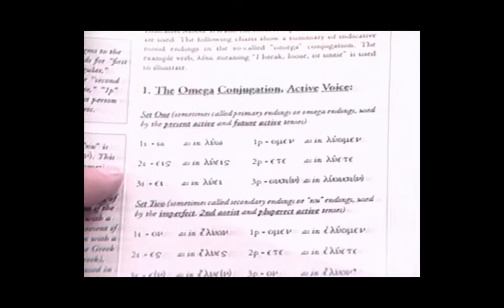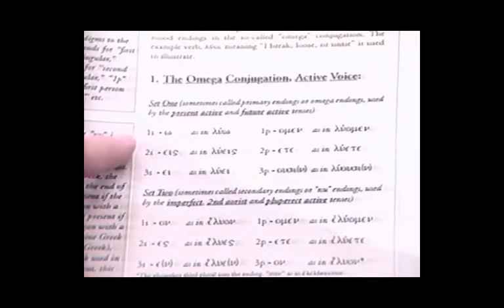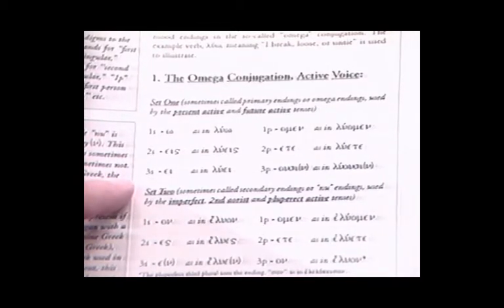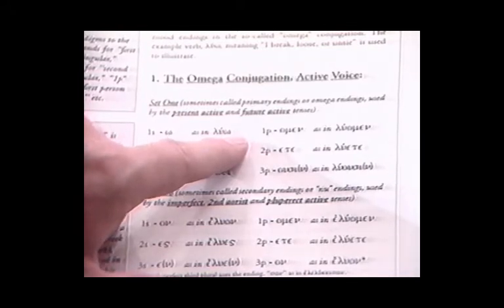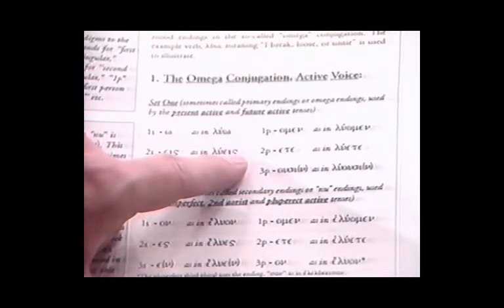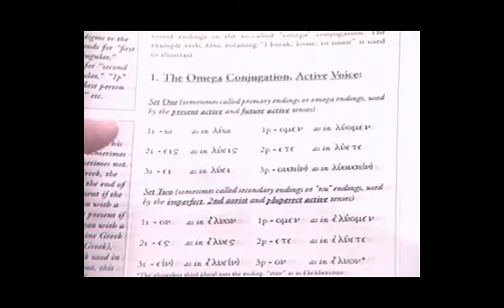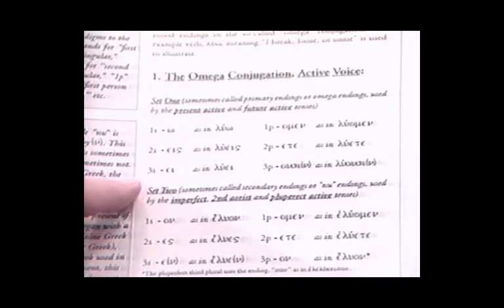In these paradigms, you'll see a 1s, or a 2s, or a 3s. That simply means first singular, second singular, or third singular. You'll see a 1p. That means first plural. 2p, which means second plural. Or 3p. That means third plural. Here the endings are given to you in set 1.